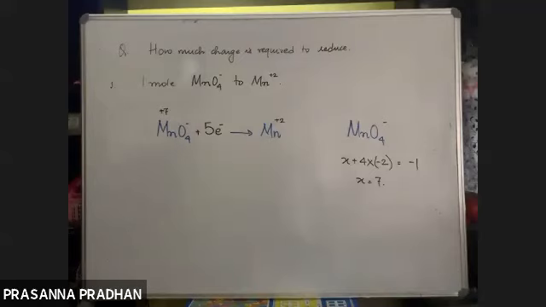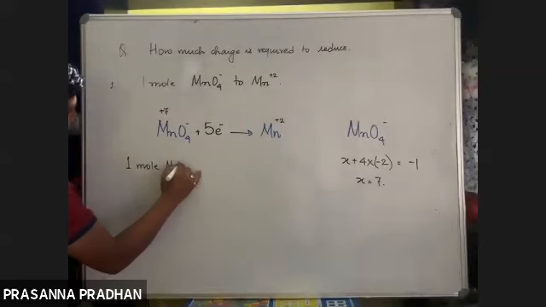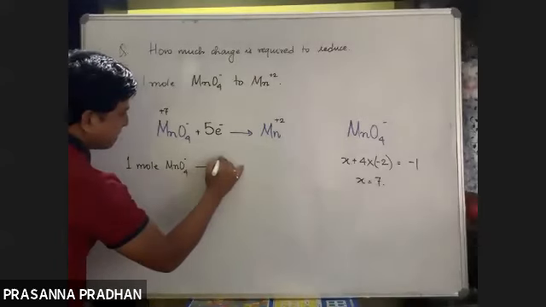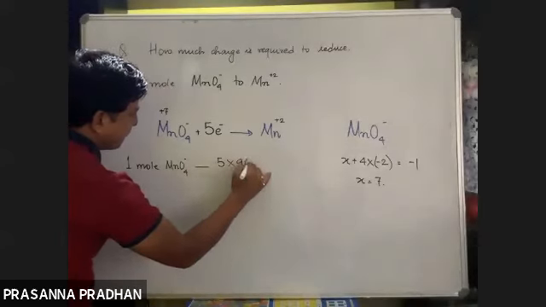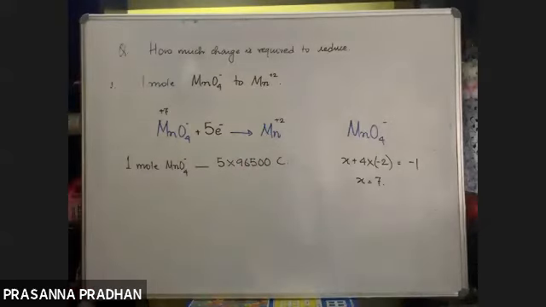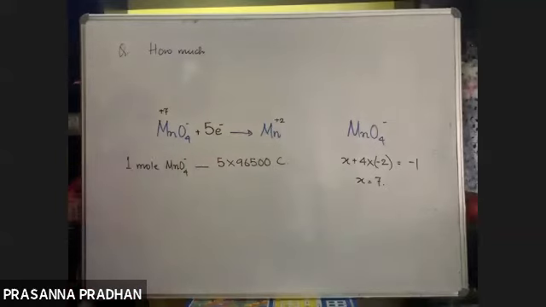So 1 mole of MnO4 negative requires how many moles of electron? 5 moles of electron. Means what will be the answer? 5 times 96500 coulomb. Okay, it's a straightforward, simple question. Now let us move towards the second category of problem.